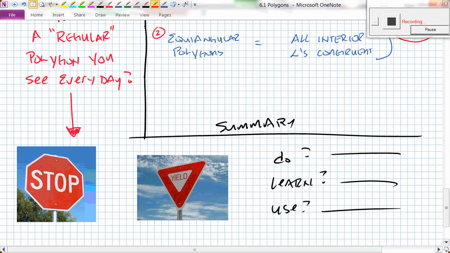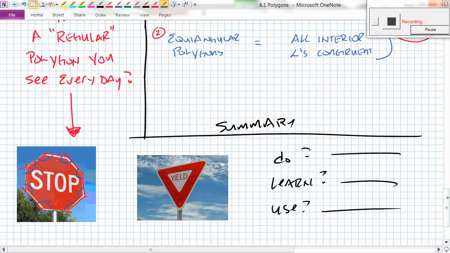Why is the stop sign a regular polygon? Because if I were to, let's say, use red, all of these sides are the same length, right? So it is equilateral. And all of the interior angles, this angle, that angle, that angle, that angle, that angle, that angle, and that angle, and finally that angle, those are all the same as well, right? So this is a regular polygon that we see every day. Same thing with this one.